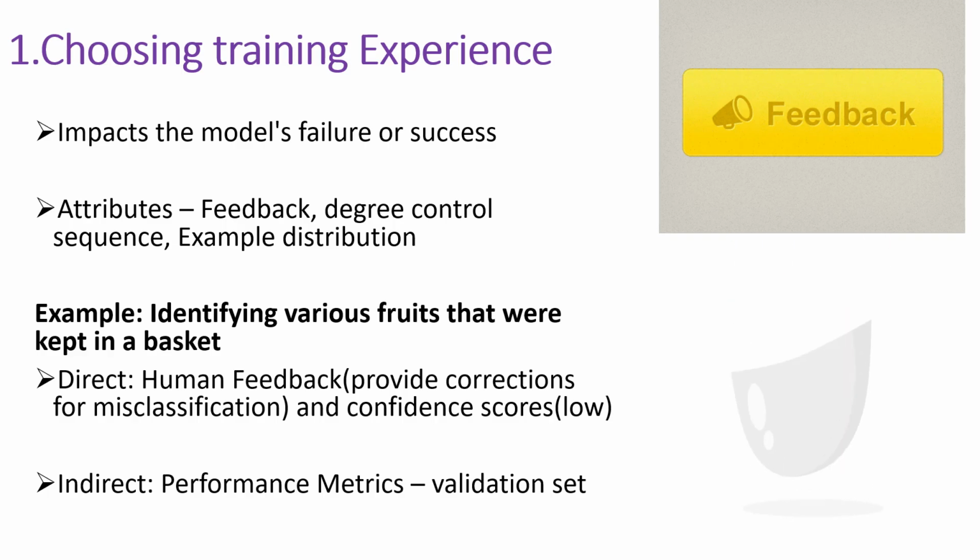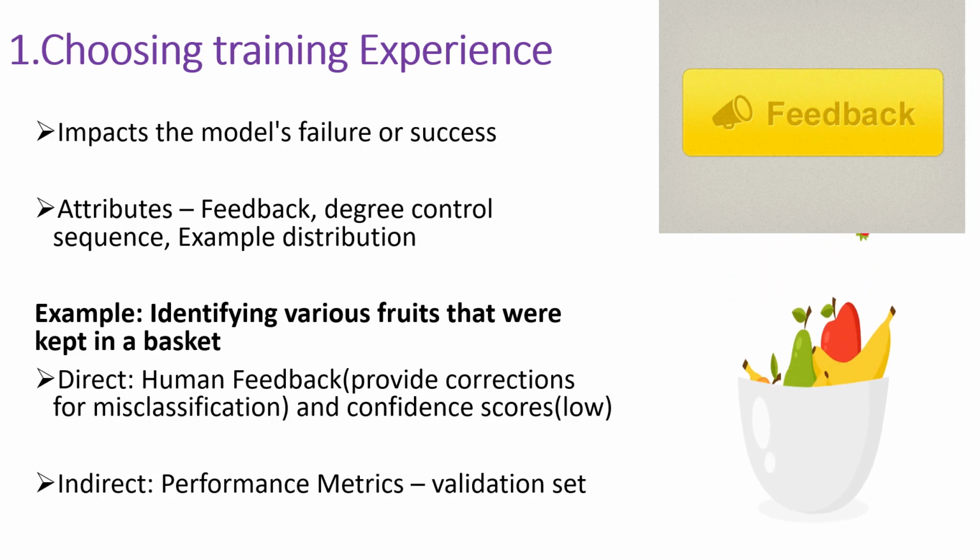The success or failure of the model is decided based on 3 attributes. One is feedback, the second is degree of control over the training sequence, and the third one is example distribution. Let's see them one by one in detail. For feedback, we have 2 types: direct feedback and indirect feedback.